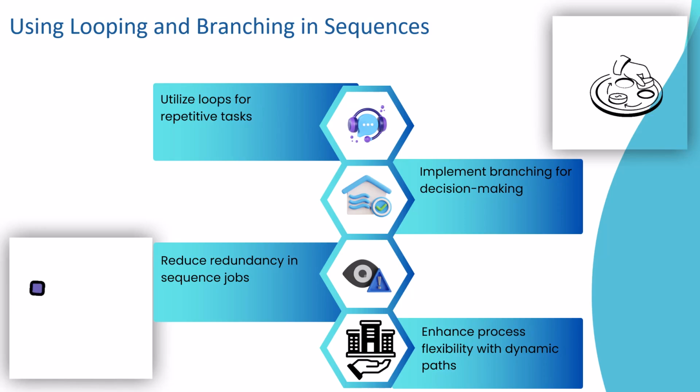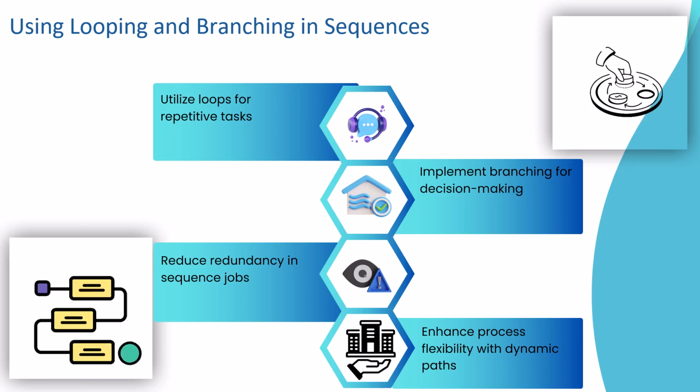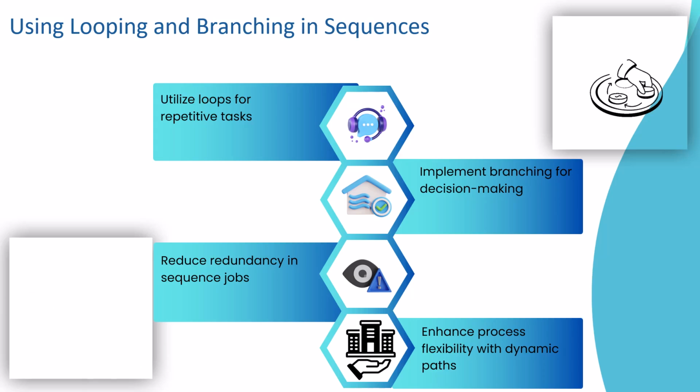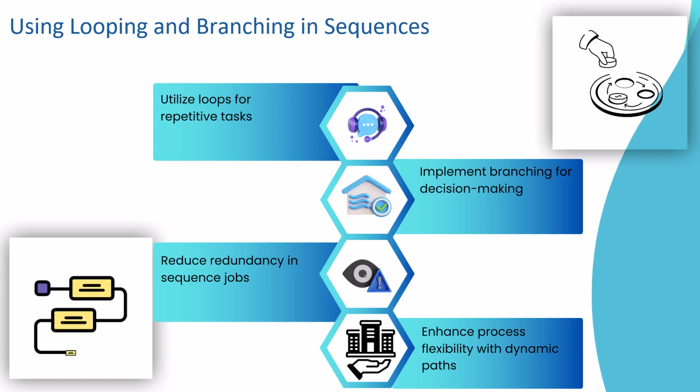Loops and branching, think of them as the lifeblood of any smart sequence. Loops handle repetitive tasks, saving us from the tedious copy-paste routine. And branching, that's where decisions happen. Instead of a one-size-fits-all approach, we create dynamic paths that adapt to different conditions. Efficiency meets flexibility, making sequence jobs not just smarter but downright elegant.